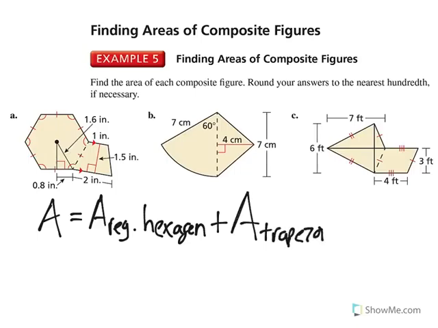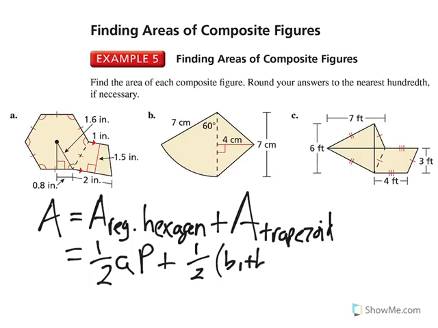Okay, that other shape there on the side, that's a trapezoid. When we do area of a regular hexagon, that's the one that we've been doing, so that's 1/2 apothem times perimeter. Area of a trapezoid is 1/2 base 1 plus base 2 times the height. These two formulas are on your formula charts: find the area of a trapezoid, find the area of a regular polygon. And so we need to fill in our parts.